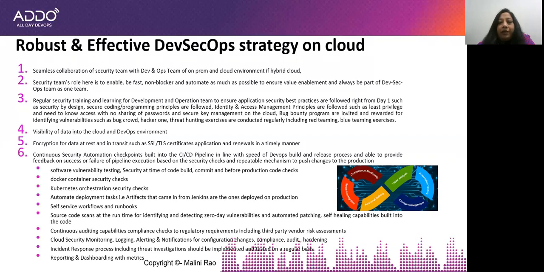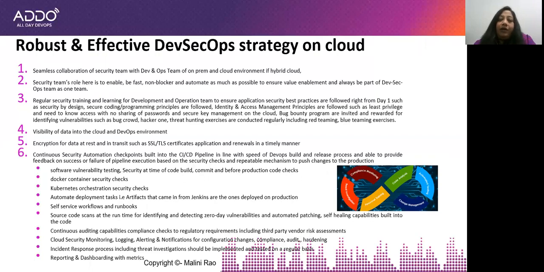Of on-prem and cloud environment. If it's a hybrid cloud, then you need to collaborate with both on-prem and the cloud team. And if it's only cloud, then you have to have strong collaboration with the dev and ops team. Then the security team's new role now is to be an enabler. You need to be faster and non-blocking. You need to make sure that you automate as much as possible. So when you have your strategy for DevSecOps on cloud, you automate it as much as possible and work as one team with dev and ops.